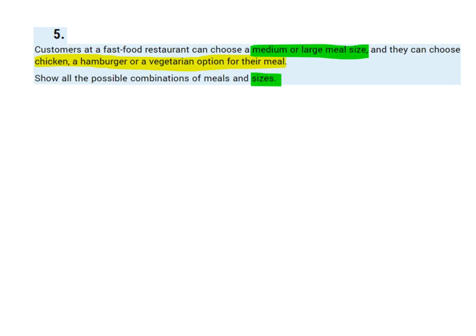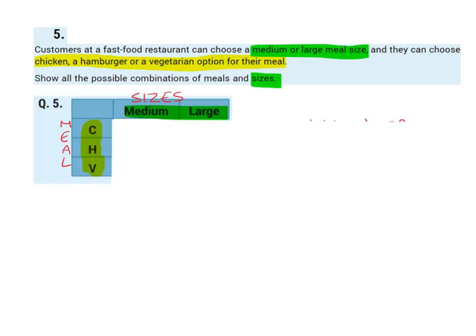Question 5. Customers at a fast food restaurant can choose a medium or large meal size, and they can choose chicken, a hamburger, or a vegetarian option for their meal. Show all the possible combinations of meals and sizes.